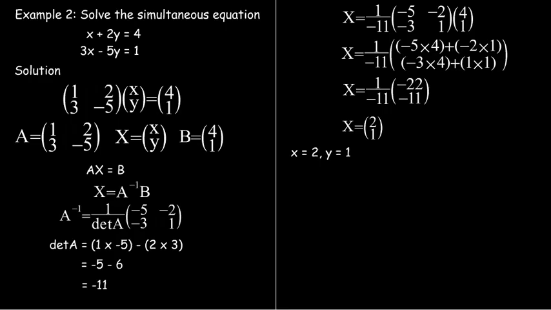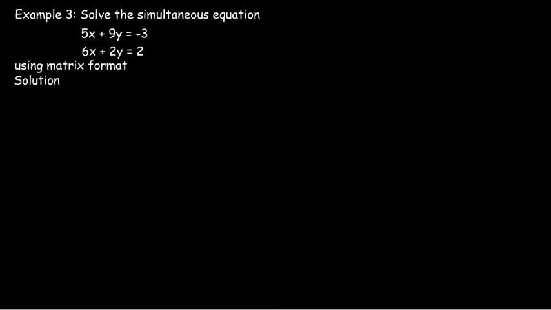So x is equal to 2 and y is equal to 1. Our third example states: solve the simultaneous equation 5x plus 9y equals minus 3 and 6x plus 2y equals 2 using matrix format. Now for our solution, putting our equation in matrix form, it becomes matrix [5 9; 6 2] multiplying [x y], that is matrix xy, will be equal to matrix [-3 2].